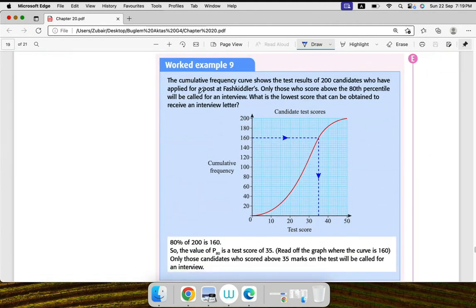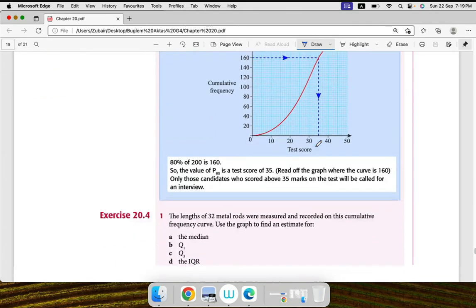One worked example: the cumulative frequency curve shows the test results of 200 candidates who have applied for a post. Only those who scored above 80 percentile will be called for an interview. Now 200 is the total. 80th percentile of this is 160. So we go at 160, we read the mark, and this is 35 marks. So who scored more than 35 would be called. So this is what percentile is for.